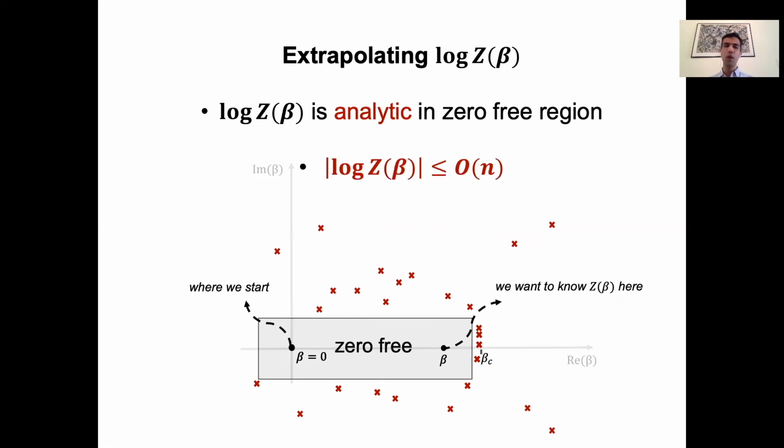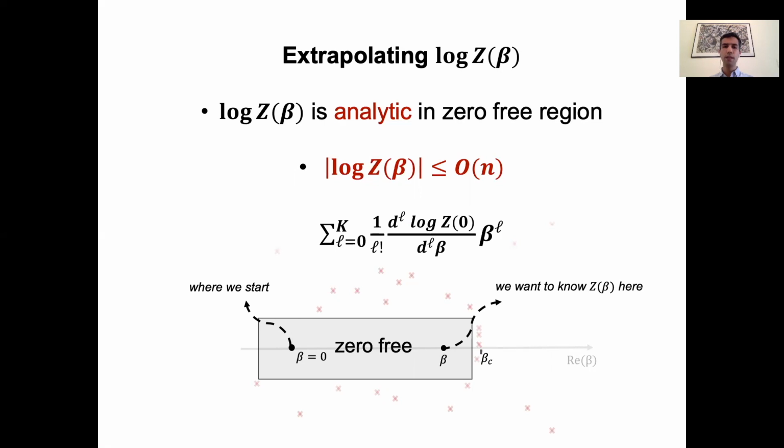And it turns out for quantum systems, we also need to assume that not only the partition function is non-zero inside this region, it is also at least some exponentially small value, so that its log is upper bounded by order n. I'll later show how we can get such a bound.